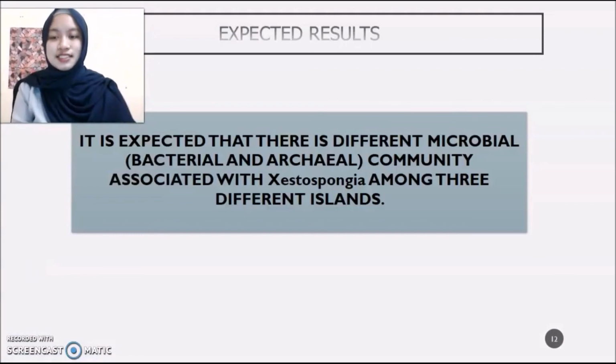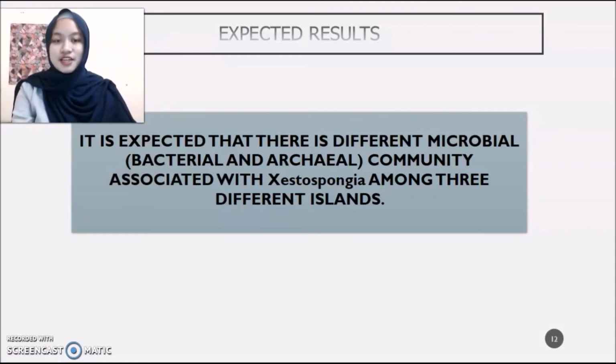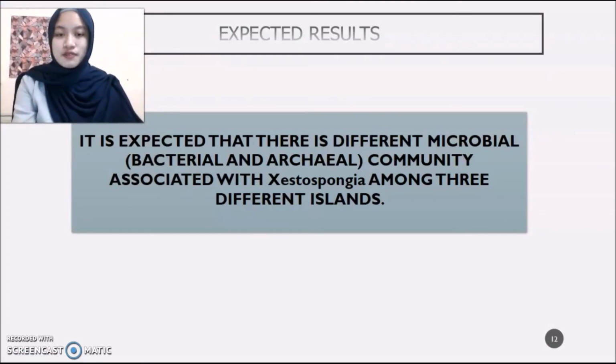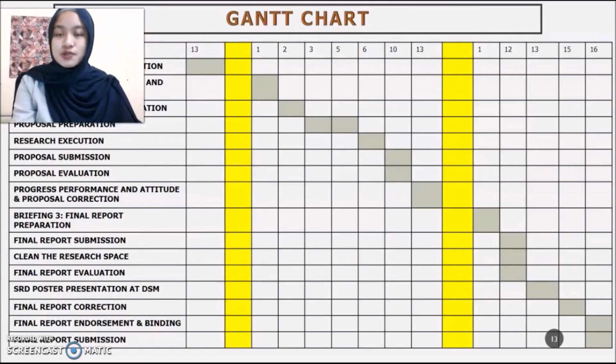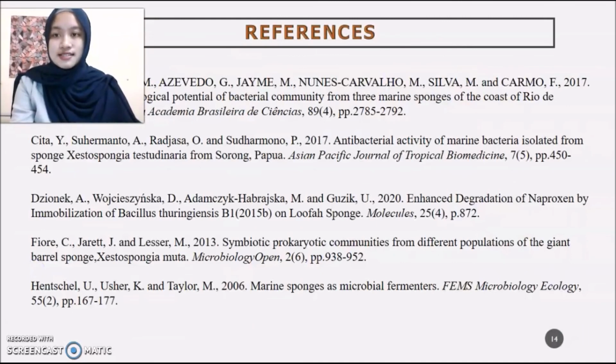The expected result is that there are different microbial communities, which are bacterial and archaea communities, associated with Xestospongia among 3 different islands. So this is my Gantt chart and references.